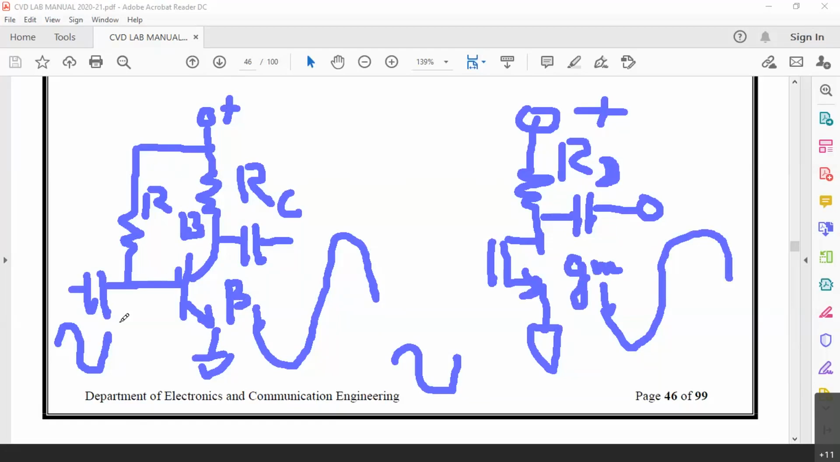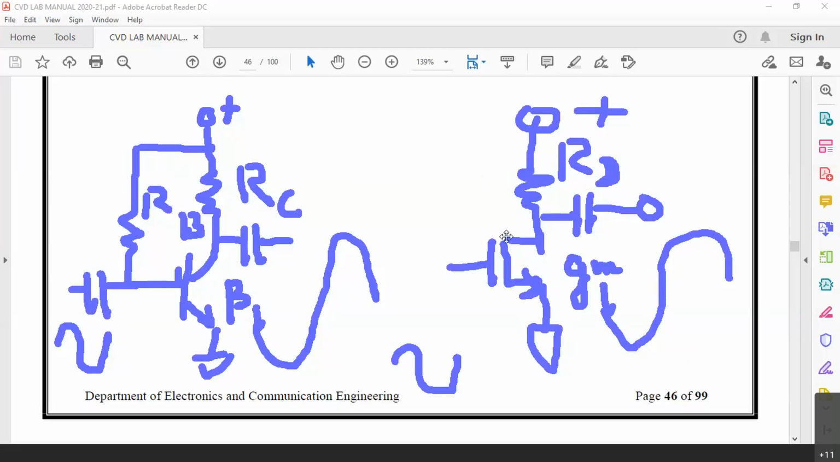Next, do we require this input coupling capacitor here at the gate of the MOSFET? Any answer? We have this DC blocking capacitance at the input. Do we require that capacitance here also? Answer is no. We can directly connect the input.